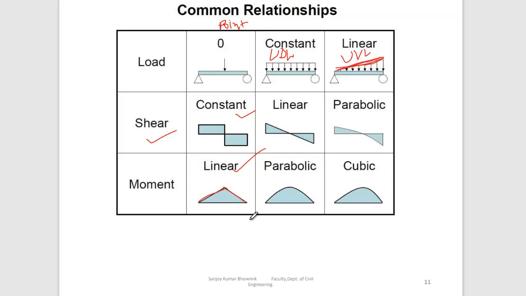Might be confusing. Okay, let me explain the UDL. If you find the load is UDL, are you getting my voice? Yes, sir. So in the load diagram, you will find the line is constant. Can you see the line? This is a straight line, right? It's a constant line. In case of the shear force diagram, the line would be linear. This is the line.